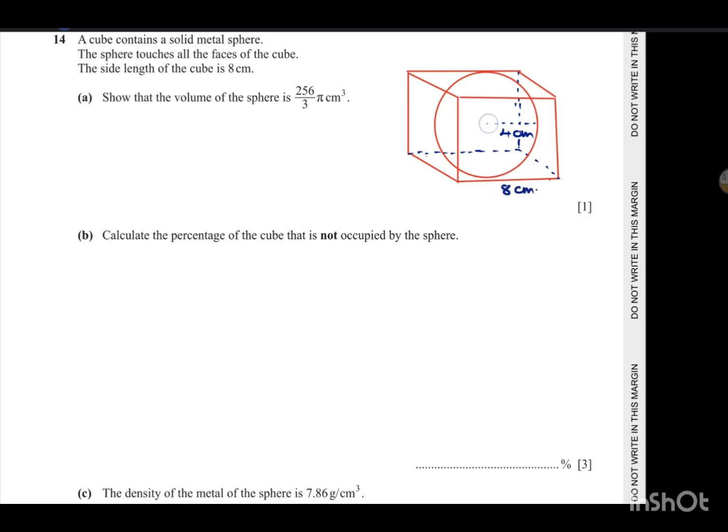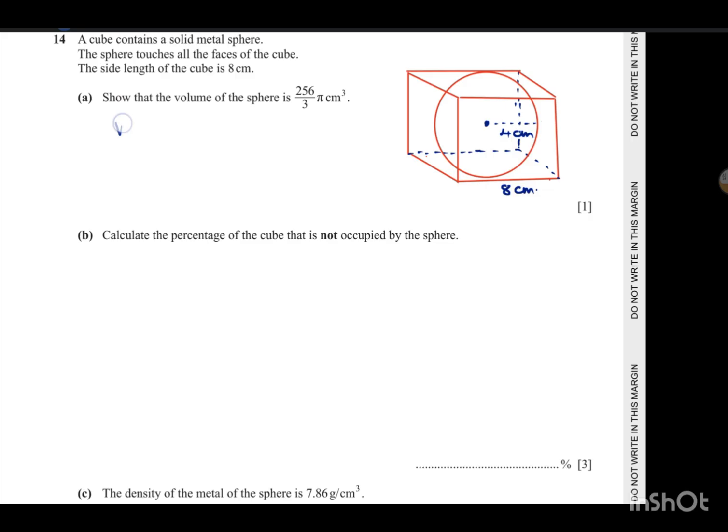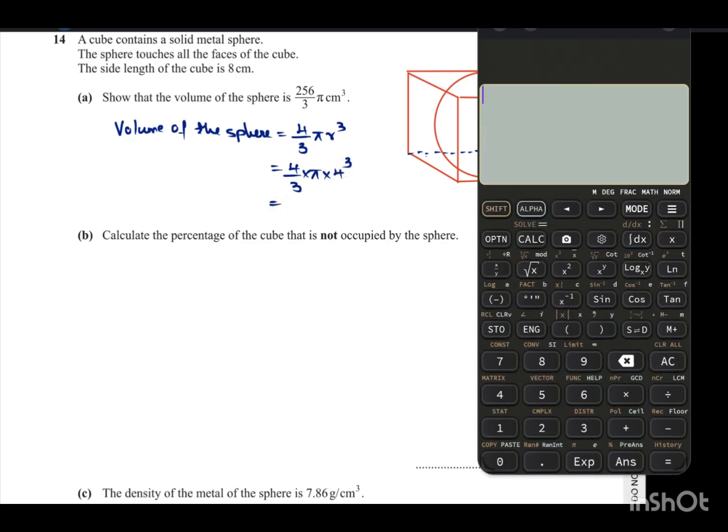So using the radius as 4, we can find the volume of the sphere. The volume of the sphere is 4 by 3 pi r cubed. So you know what r is now. Keep the pi as it is, and it is 4 cubed. Find the value of 4 cubed, because there is one 4 already in the numerator.